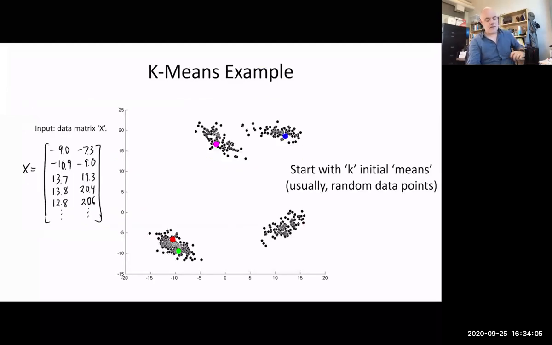Okay. So here's a k-means example. We have the same data matrix, black dots all over the place. And now we start with k initial means. So here's 1, 2, 3, 4 initial means, and k equals 4 in this case. Now what's going to happen? The algorithm we just said: we're going to assign the nearest points to that cluster mean. So all of these are going to go with the pink one. All of these are going to go with the red one.